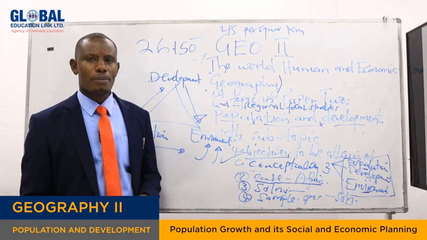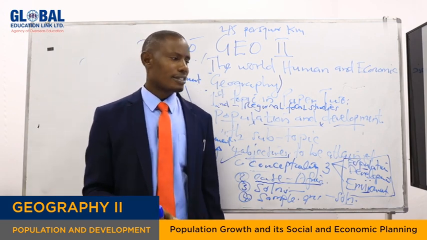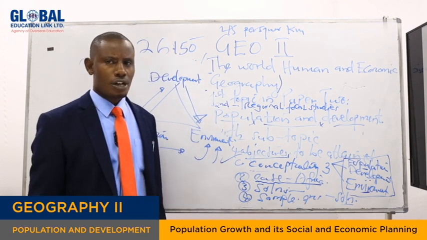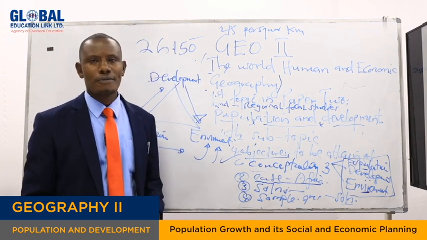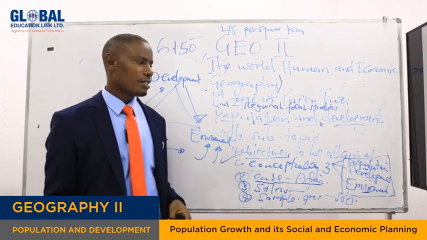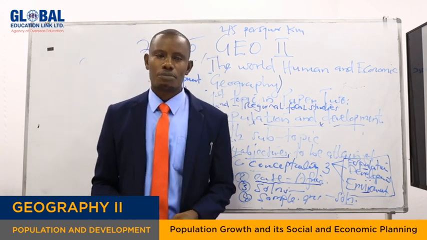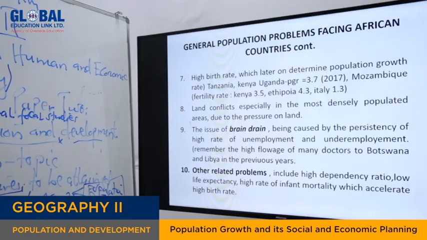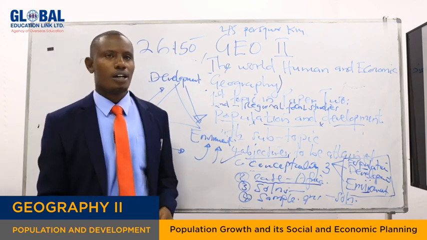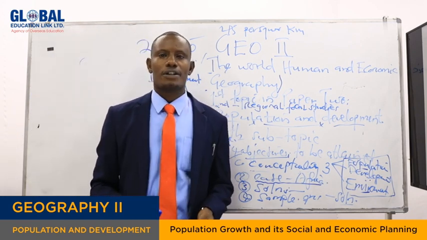But lastly, we can talk about other problems that result from the combination of what we have said above, which include a high dependence ratio. You find that few people are working because you have so many people at the bottom. But again, you have low life expectancy. There is a high rate of infant mortality, which accelerates the high birth rate. So, dear students, that was about the revision connected with the population problems facing the African countries.